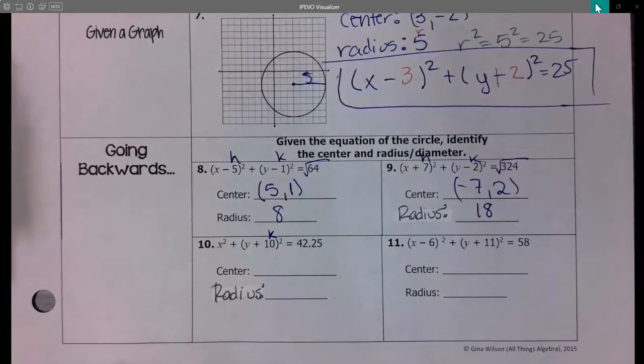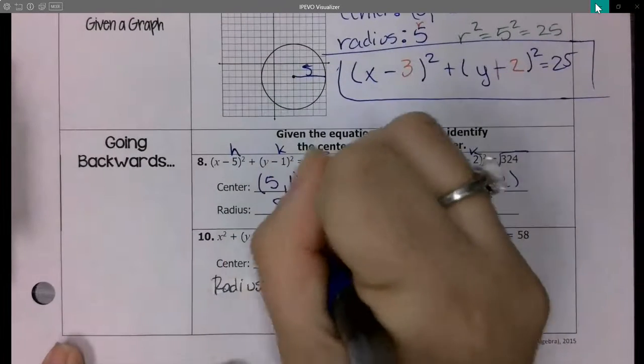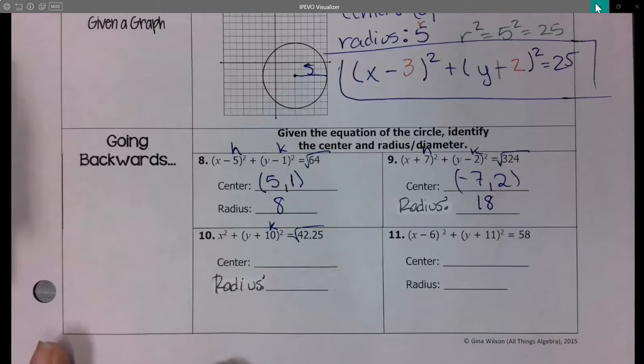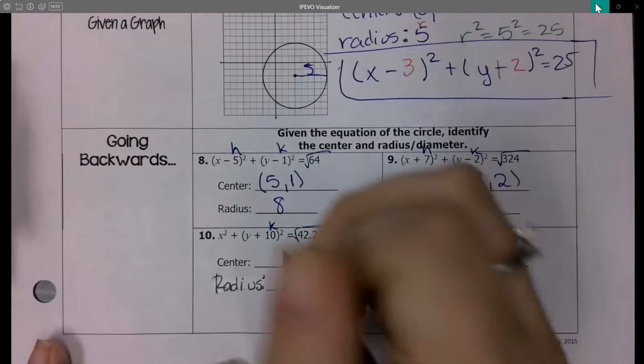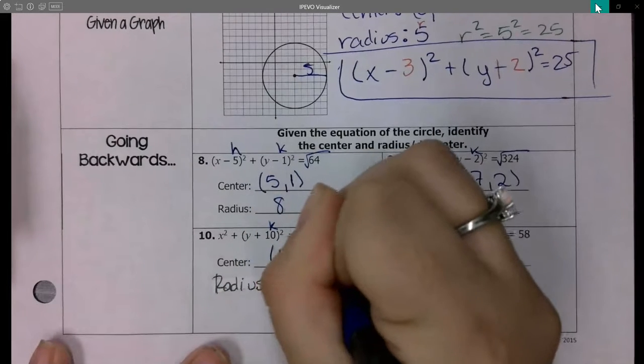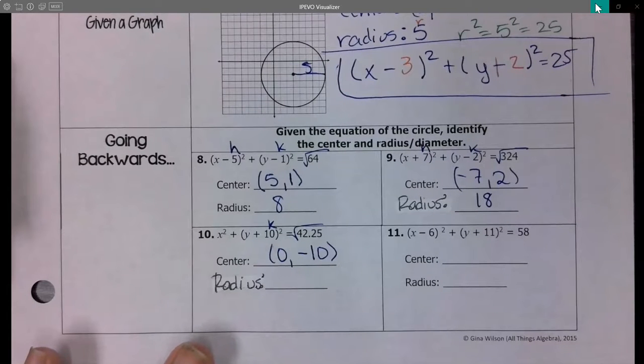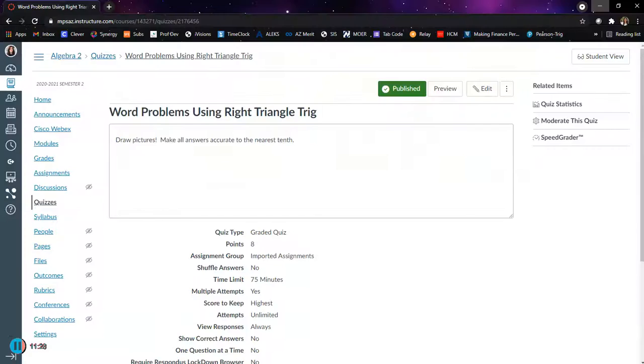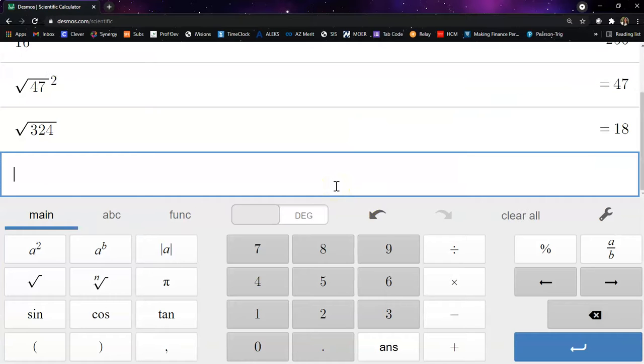So on number 10, what is my center? 0, -10. So because the x didn't have a number, I assume it's 0. And then opposite the sign for the y. Then I want to go to Desmos to get my square root of 42.25, which is 6.5.